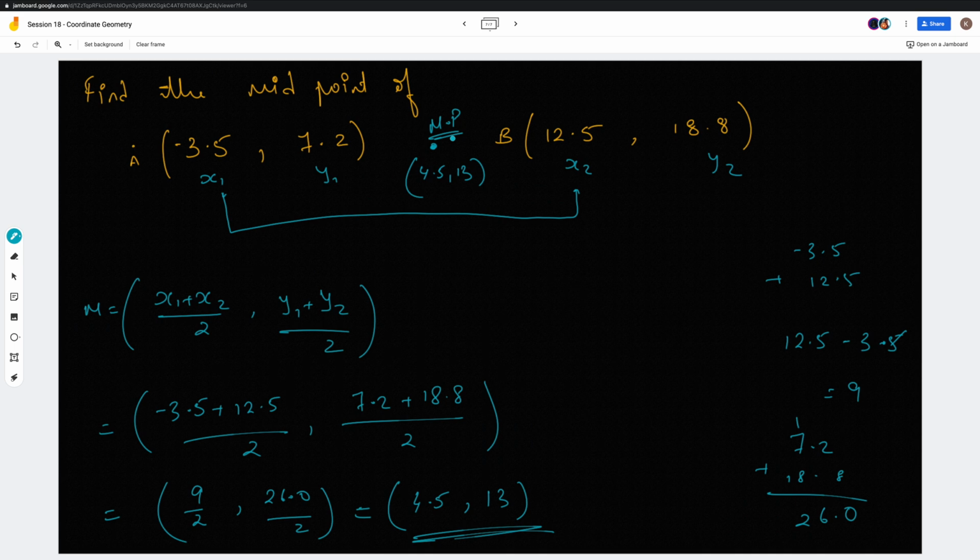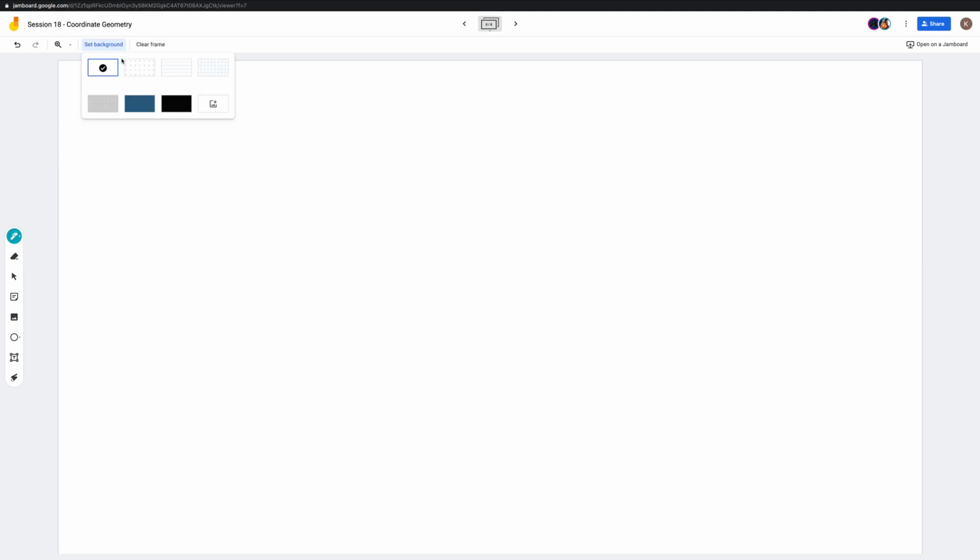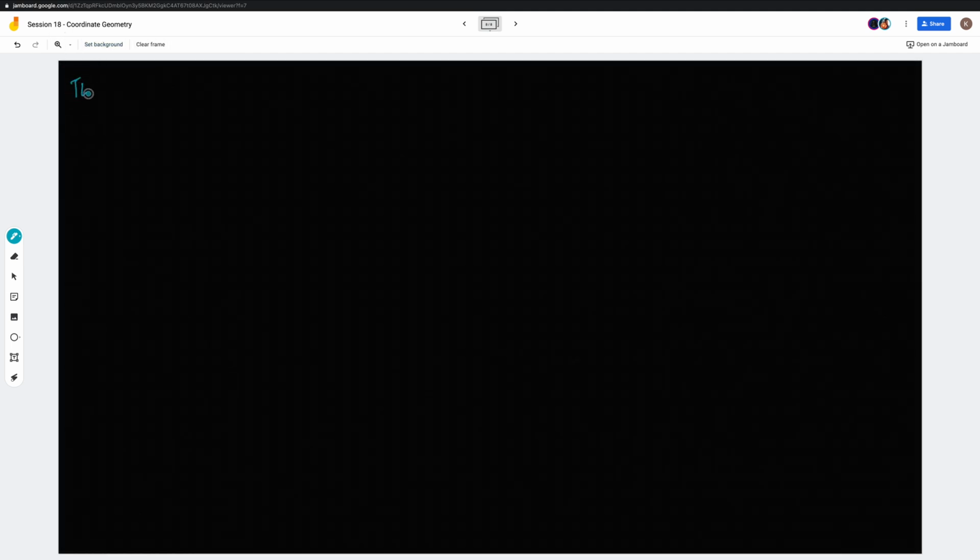Now let us twist this question a little bit and see how we can actually do it. The midpoint of A and B is 6, 3. Okay, I'm giving you the midpoint. The midpoint is 6 comma 3 and point A value is 5 comma 7.